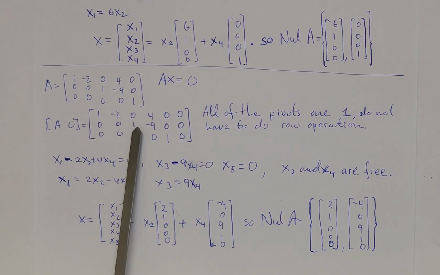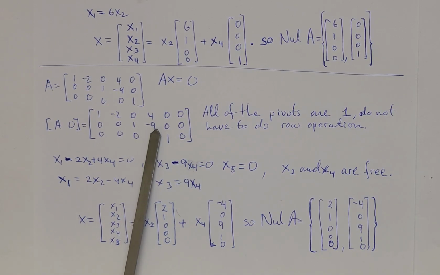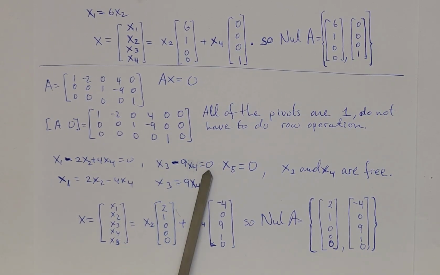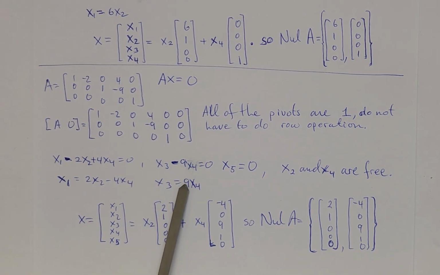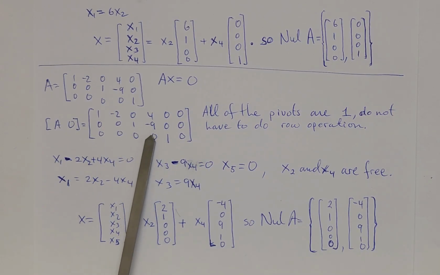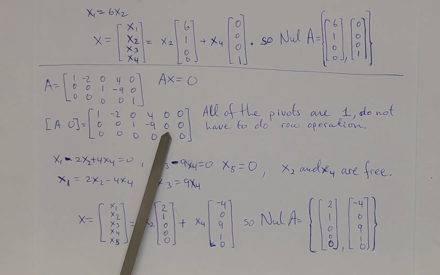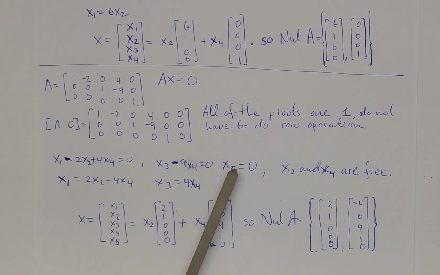Third, this is x3. x3 minus 9x4 equals 0, which I have here. Solve for x3, I have 9x4. So negative becomes positive. Next, the fourth column, since there's nothing here, it is free. Next, this is the fifth column, so x5 equals 0 right here.